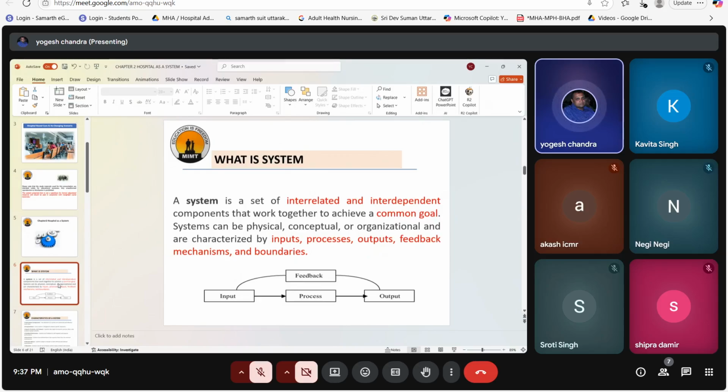Now, the question arises: what is your understanding of a set of interrelated and interdependent? What do you understand by interrelated and interdependent? These are two words. Mostly they are used interchangeably, but actually some difference is there between interrelated and interdependent. So anybody wants to elaborate on this? What is your understanding, with some example also? So that will be nice. And particularly in the case of a hospital, it will be more fruitful for others also.